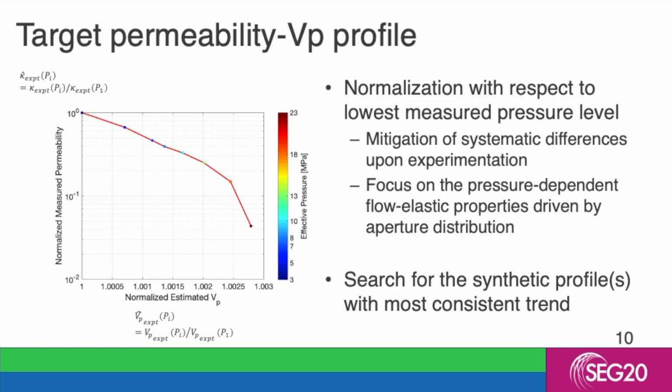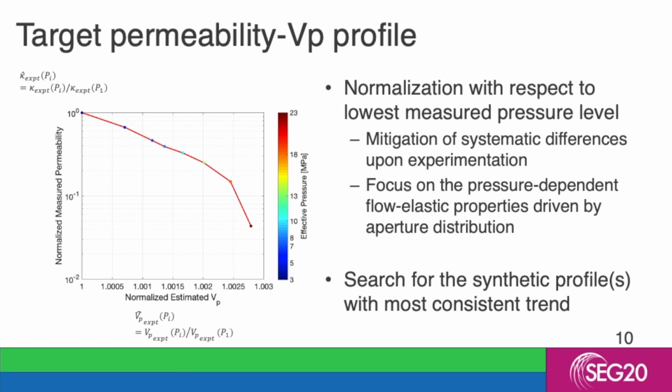And because of the involvement of a model input, and also there may exist systematic differences due to experimentation, we are not going to take the absolute values. Instead, we are going to normalize the respective values with respect to the lowest measured pressure level. In this case, that's 3 megapascal of effective pressure. So this will serve as our target profile, and we will find from the numerical simulation which set of profiles is closest to our target profile, and this will be our inversion approach.